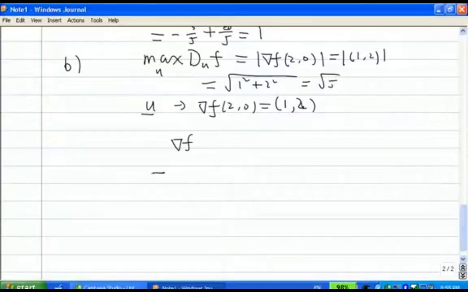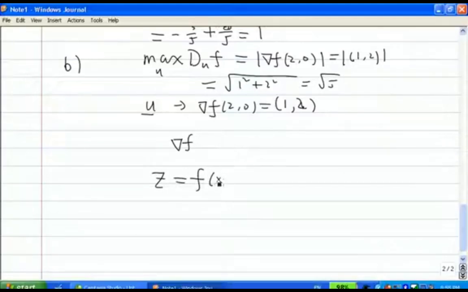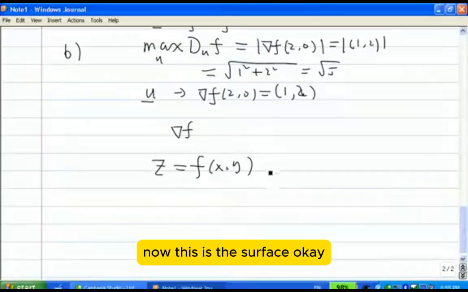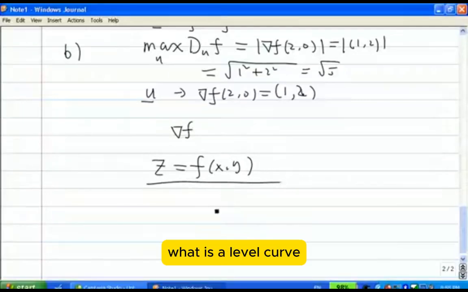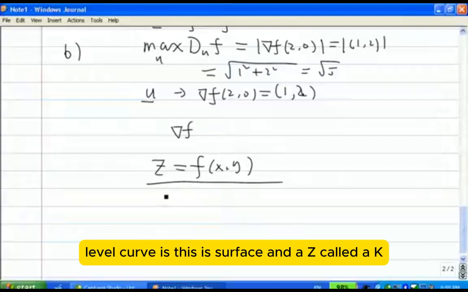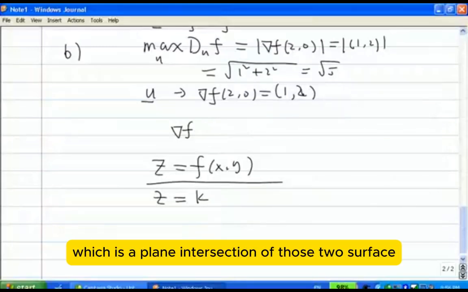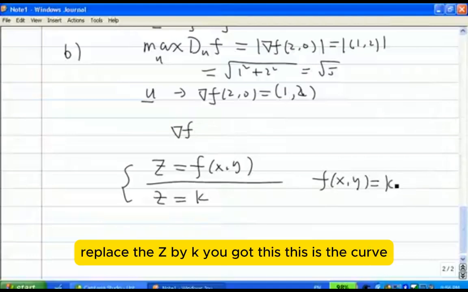Now let's go back to something to do with level curves. We talked about level curves before. Now this is the surface. I give you this function, which means I give you a surface. What is a level curve? This is the surface and z equal to k. What is z equal to k? Another surface, which is a plane. The intersection of those two surfaces gives you f(x,y) equal to k, right? Replace z by k, and you get this curve.